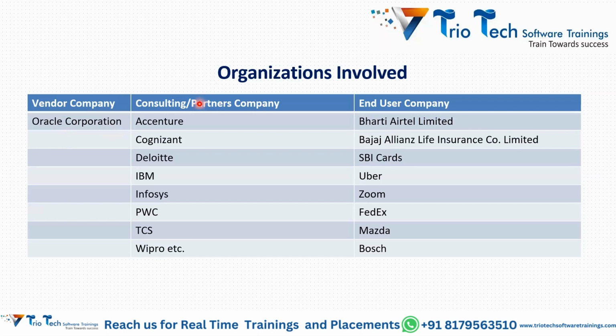Then there are some of the consulting partners, the partner companies of Oracle, who are actually responsible for implementing this product for the various customers. I have taken the top five, six, or eight directly. These names are available directly on the Oracle website. These are the top consulting partners, including Accenture, Cognizant, Deloitte, IBM, Infosys, PwC, TCS, Wipro, right?